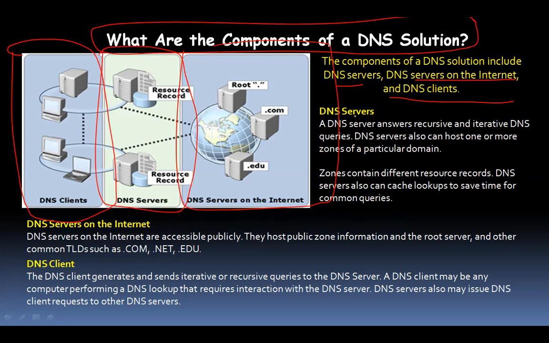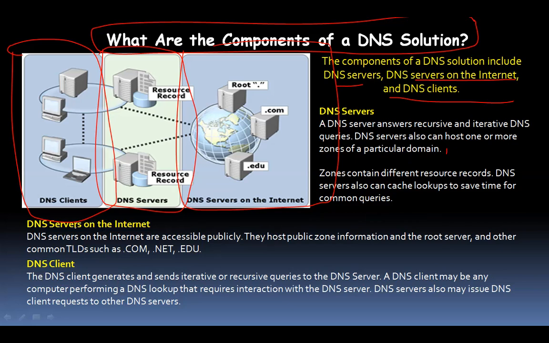Three partitions. If we talk about the DNS server, a DNS server answers recursive and iterative DNS queries. I will talk about what recursive and iterative queries are in the next slides. The main function of a DNS server is to answer both the queries. A DNS server can also host one or more zones of a particular domain, and zones contain different resource records. Guys, this is too much to explain because it is taking a long time. You can read it for more information. I'm just talking about the basic things here.